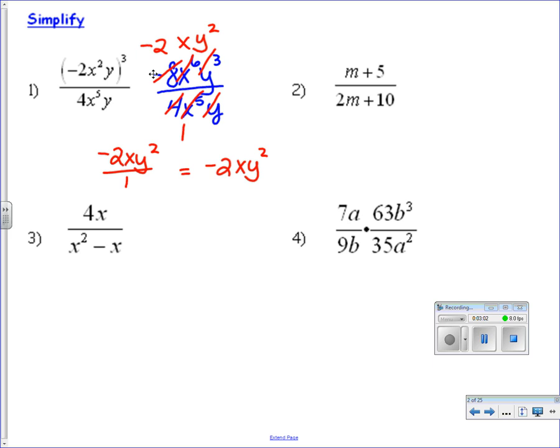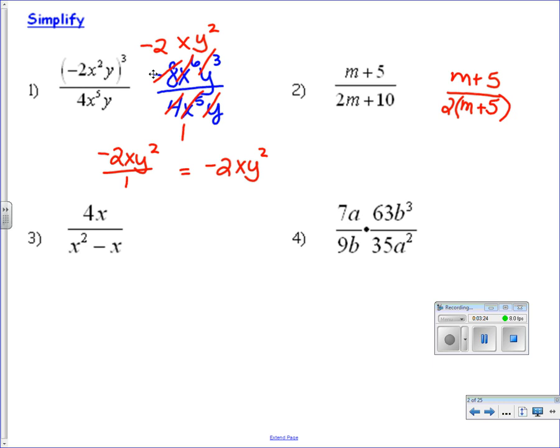So the numerator's fine. There's nothing really I can do with it. But the denominator, I notice that there's something in common. There's a GCF in there. I can take out a 2. And I want to do that because if I do that, 2m divided by 2 will just be m, and 10 divided by 2 will be 5.